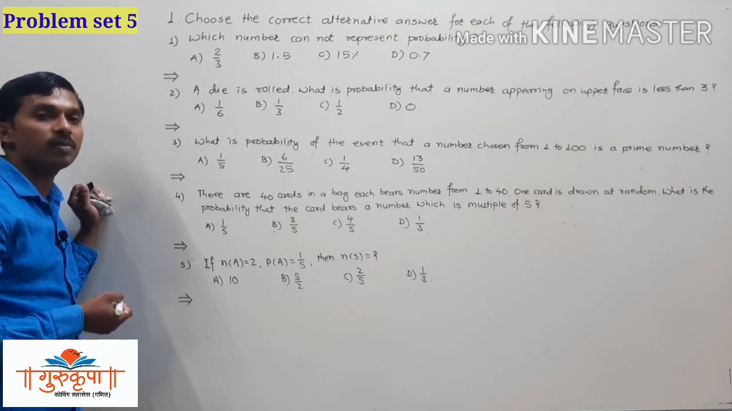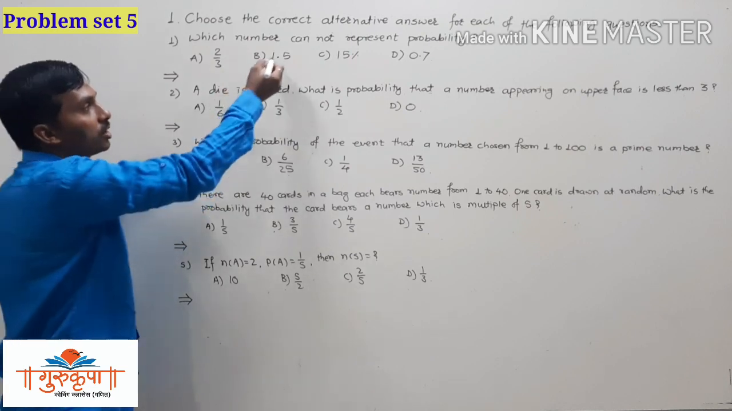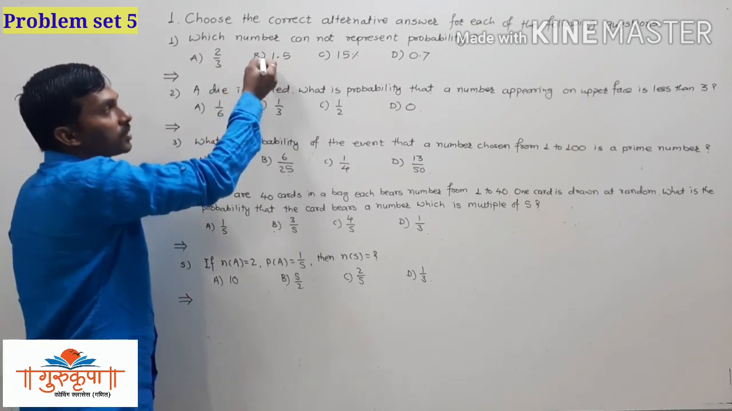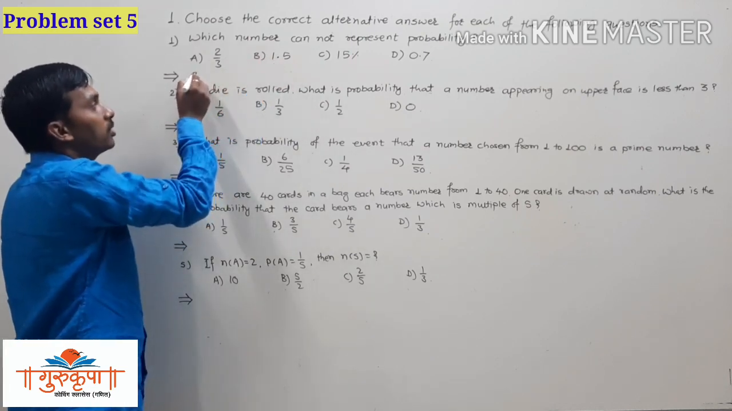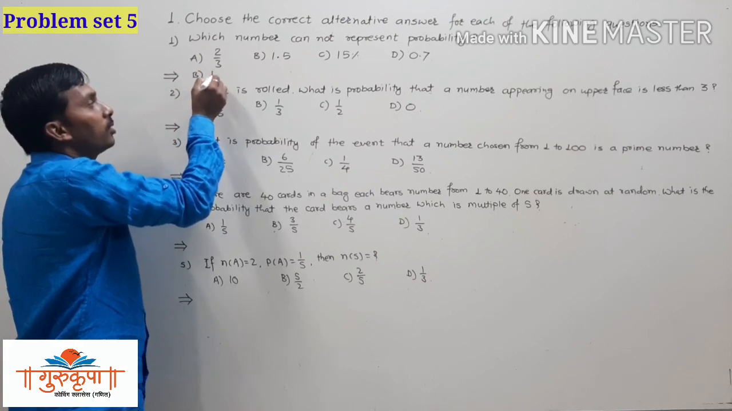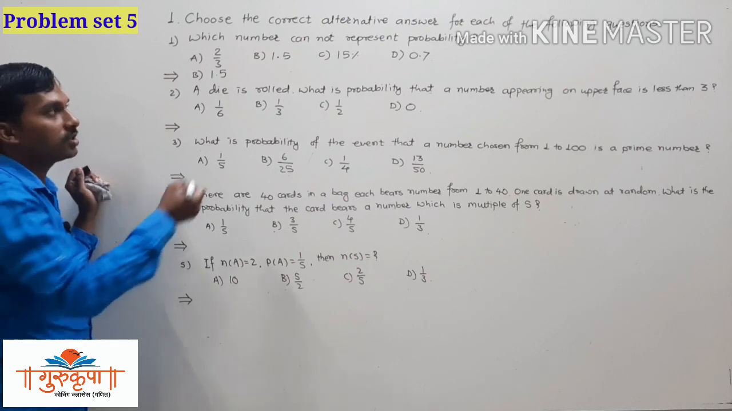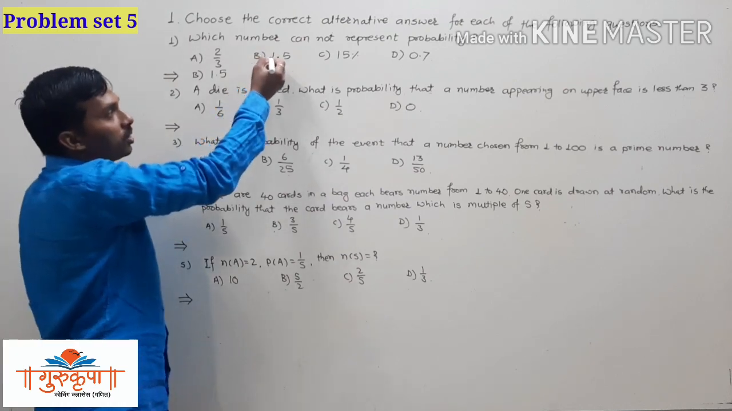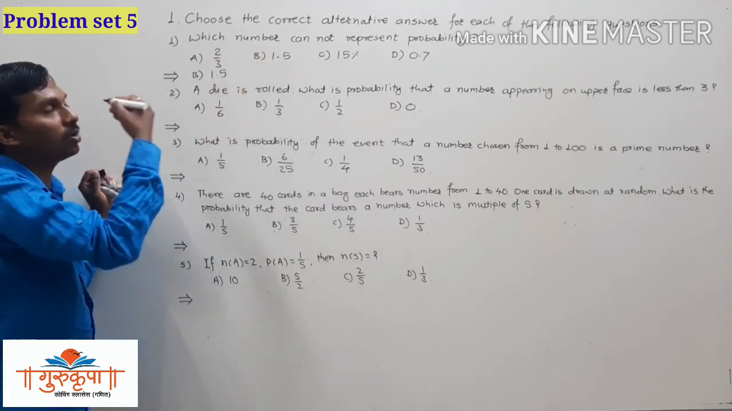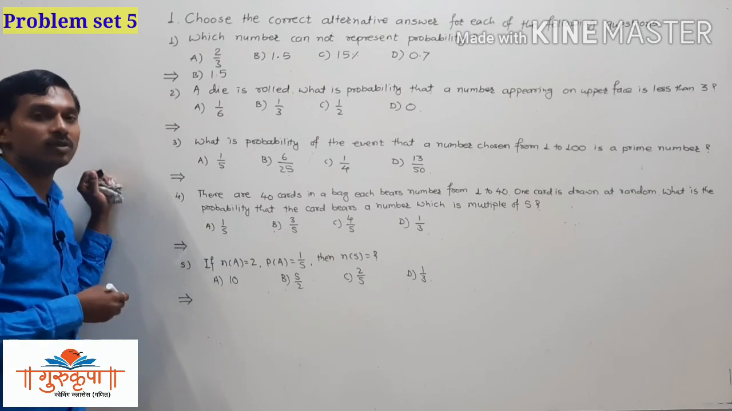कुठल्याही इव्हेंटची probability 1 पेक्षा greater असू शकत नाही. So this is the correct option for us, that is option B. 1.5 is the correct answer. This is not a probability. This number does not represent probability. All the other numbers represent probability.